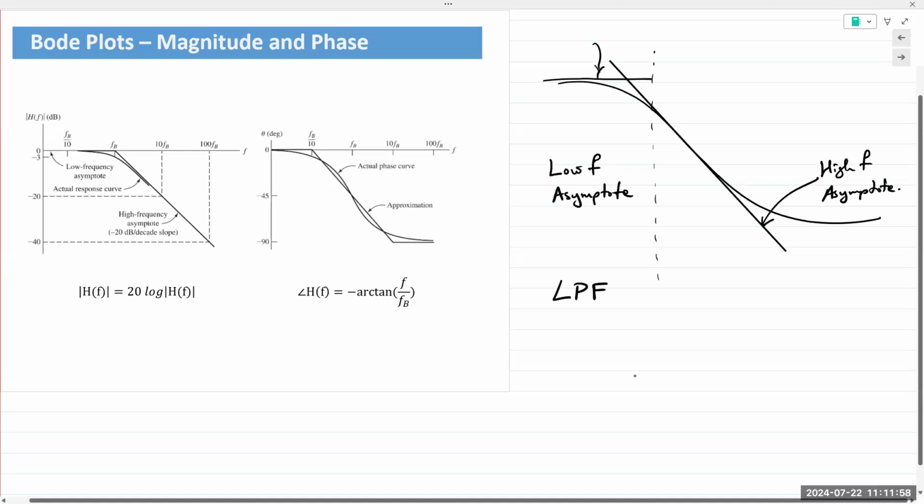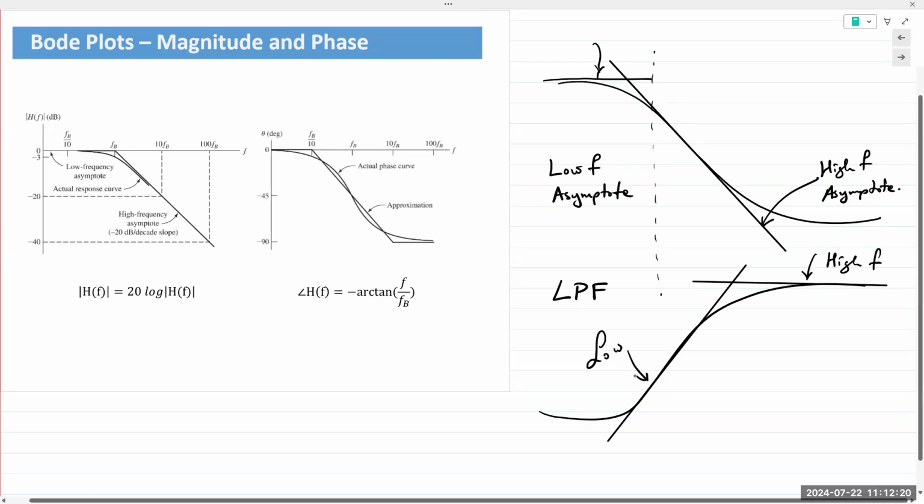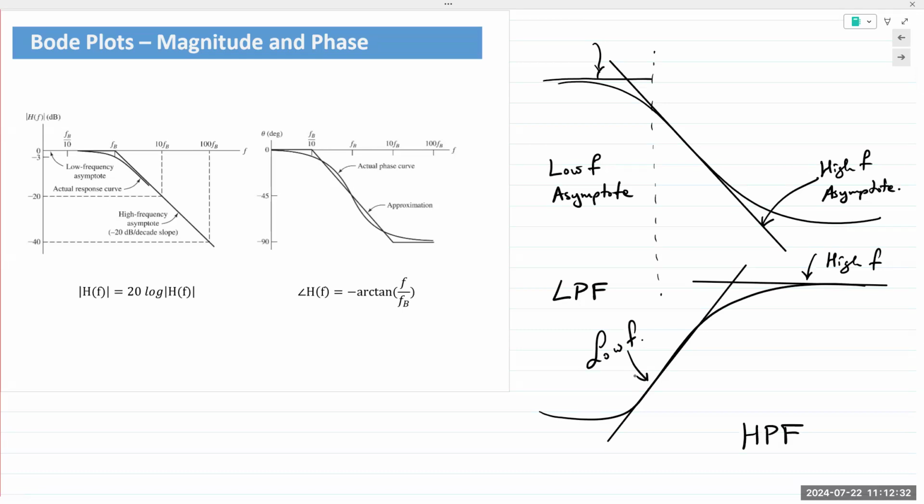Okay. For a high pass filter, it'd be the exact opposite. A high pass filter would go something like this. This would be the high frequency asymptote, and this would be the low frequency asymptote. This is, of course, a high pass filter. So you can use straight line approximations to quickly plot out Bode plots and the frequency response of filter circuits.